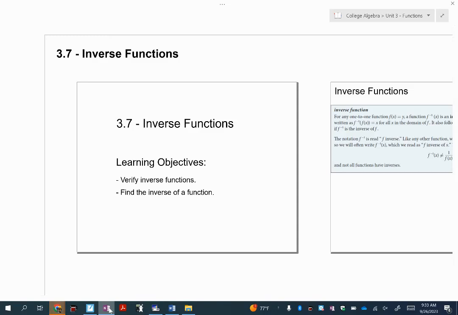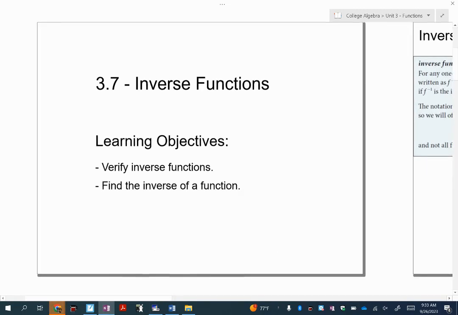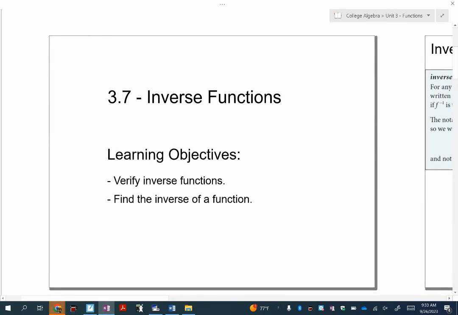A live version of our P5 classroom, college algebra. Of course, you guys are my favorite P5 college algebra class. Absolutely. So we're going to do two objectives today. We're going to verify inverse functions, and then we're going to actually find inverses of functions.